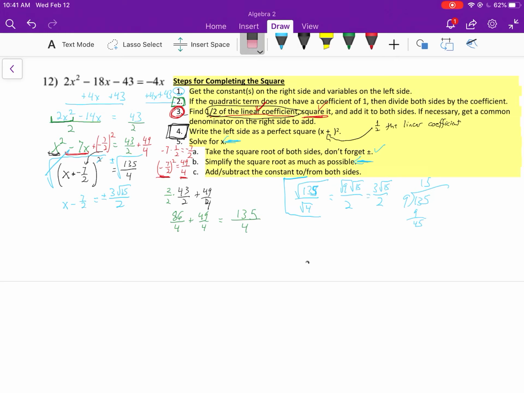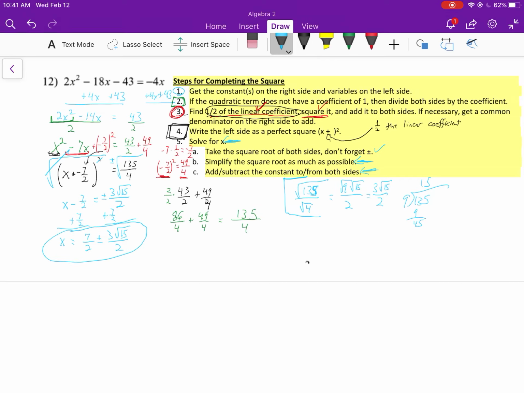Now what we want to do is add 7 halves. We want to add or subtract the constant from both sides. So we're doing finally this last step. We're going to add 7 halves to both sides. Normally what we do is put the 7 halves first: 7 halves, plus or minus 3 root 15 over 2. We can't simplify that any further, so that's our answer.